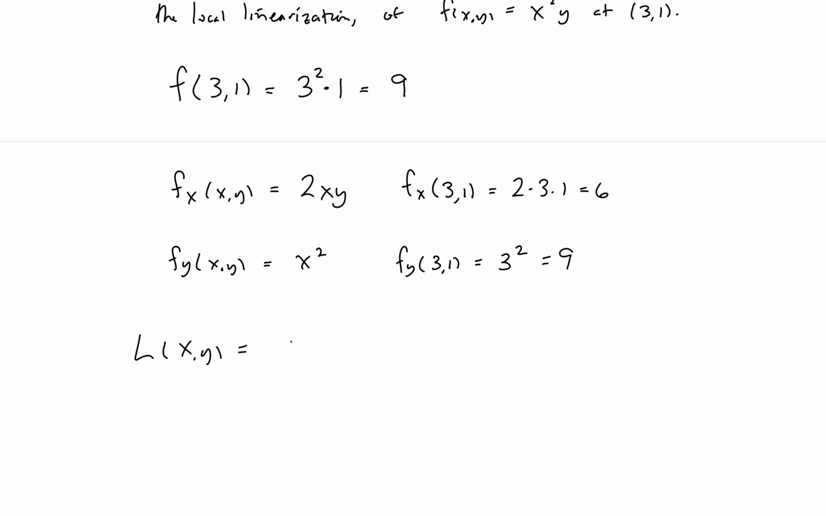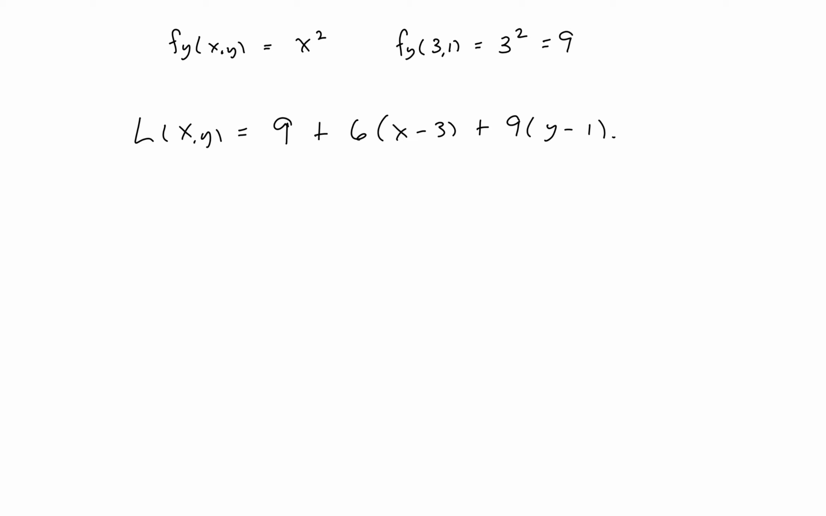So this is the value of the function at the point plus the partial derivative with respect to x times x minus 3, plus the partial derivative with respect to y times y minus 1. So pretty straightforward to actually find the tangent plane approximation. As long as you know how to take the partial derivatives, there's nothing difficult about that. So let's see some examples where we use this idea in word problems.